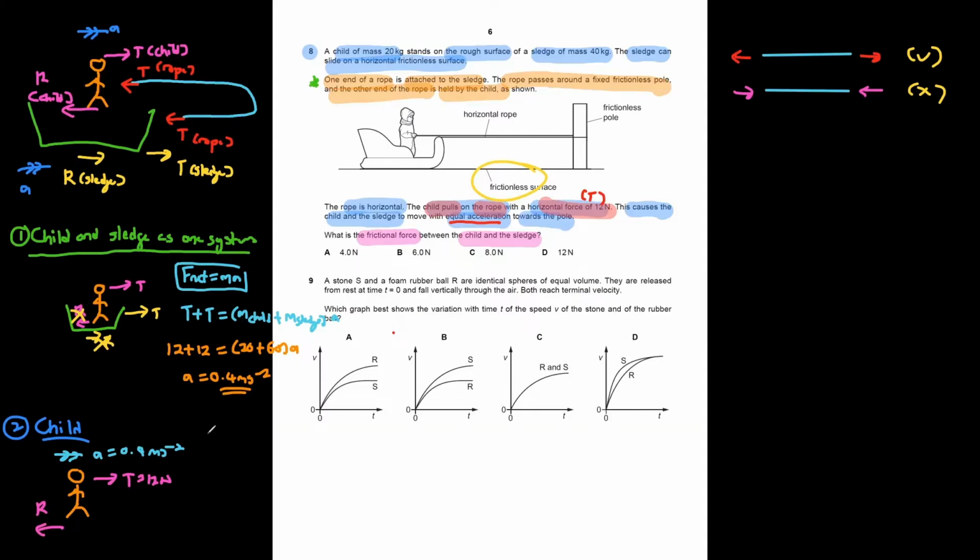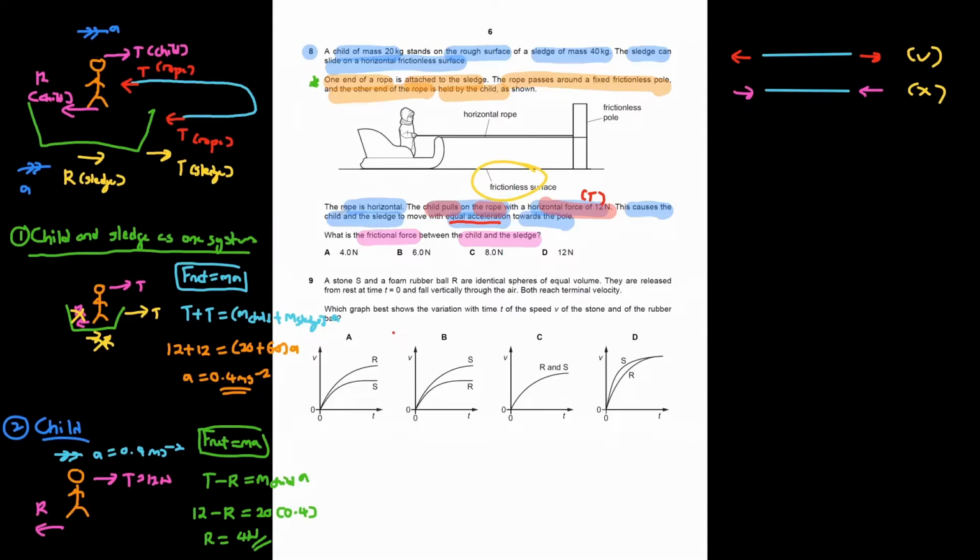So here, if you again apply F net equals ma for the child alone, we will actually say this. This one would be T minus R equals the mass of the child times a. So it will be 12 minus R equals 20 times 0.4, giving you an R of 4 newtons. All right.